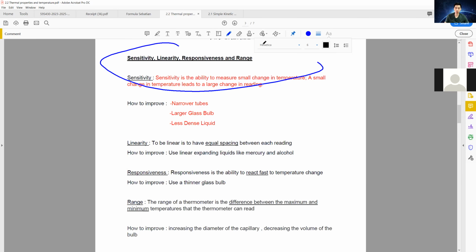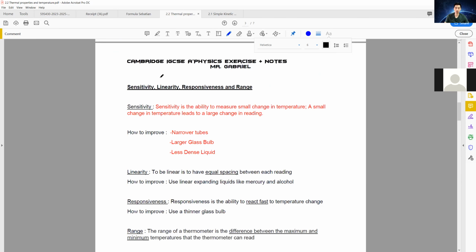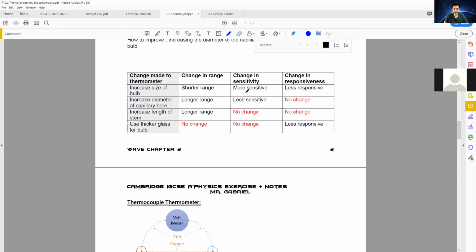Then this part here is super duper important. It is talking about the sensitivity, linearity, responsiveness, and range of a thermometer. Contrary to what most students believe, they always tell me that sensitivity is how fast the thermometer can read. That is absolutely not true. Sensitivity is basically how small a range you can read in terms of the temperature. For example, 0.1 or 0.01, the smaller the number is, the more sensitive it is. Linearity, responsiveness, and range, I'll go into more detail about later on.